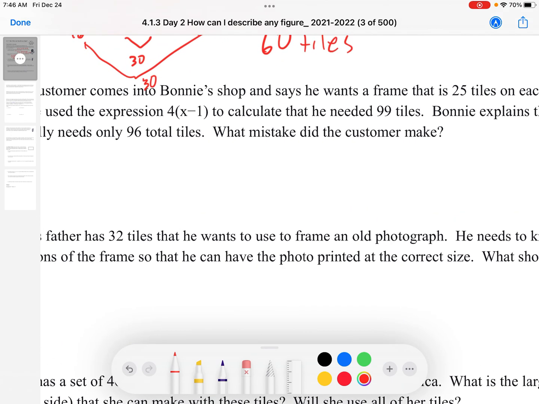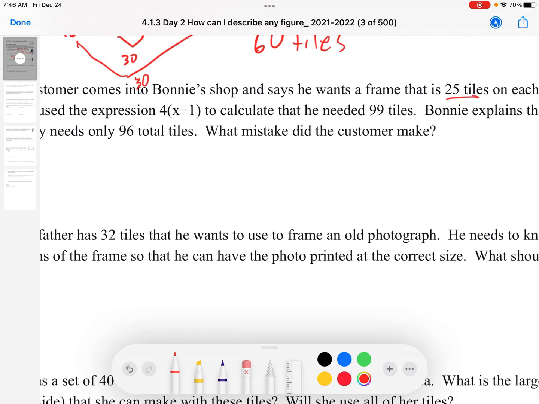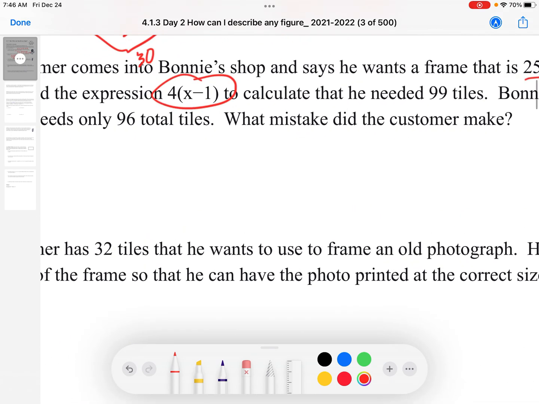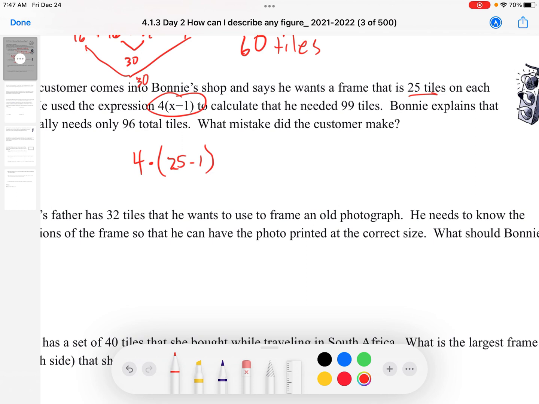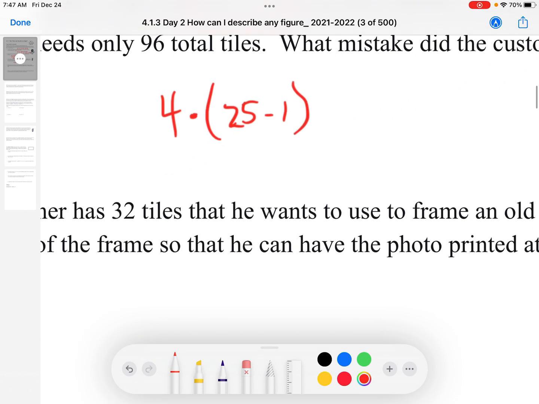Well, we need 25 tiles, and we're going to use this expression. So let's say 4. Remember, we don't see it, but it means we got that in there. 25 minus 1. So what mistake did the customer make? So when we do this, what do we get? We should have 4 times 25 minus 1, which is 24. And 24 times 4, you can do the math on your own, turns out to be 96. So just like we expect.